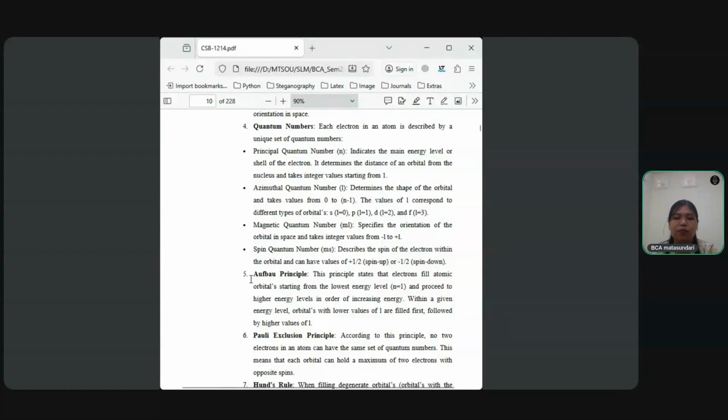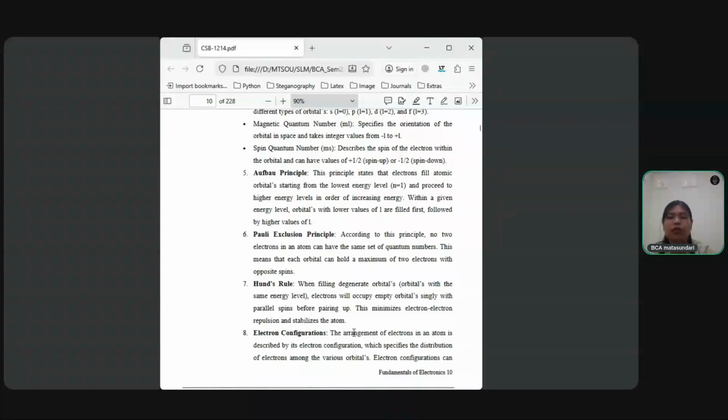And next is the Aufbau principle. This principle states that electrons fill atomic orbitals starting from the lowest energy level, that is n equal to 1, and proceed to higher energy levels in order of increasing energy. Within a given energy level, orbitals with lower values of l are filled first, followed by higher values of l.